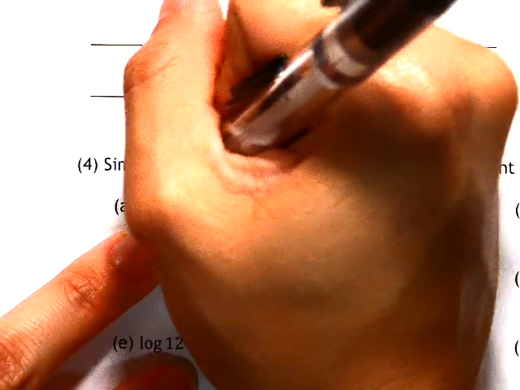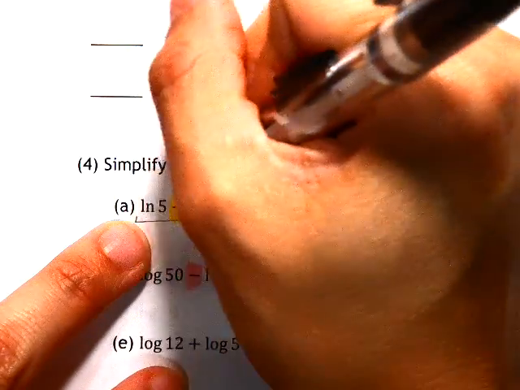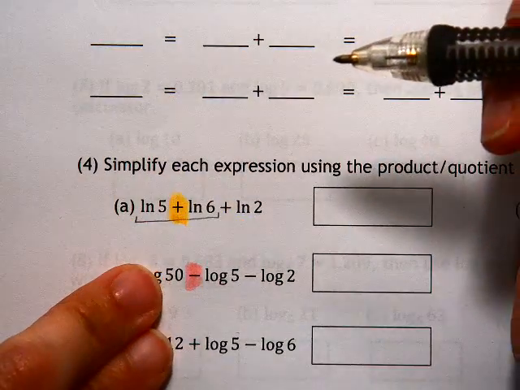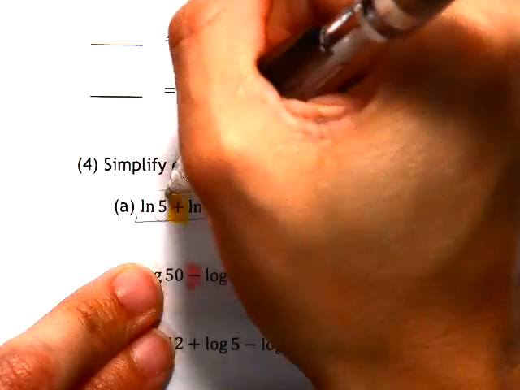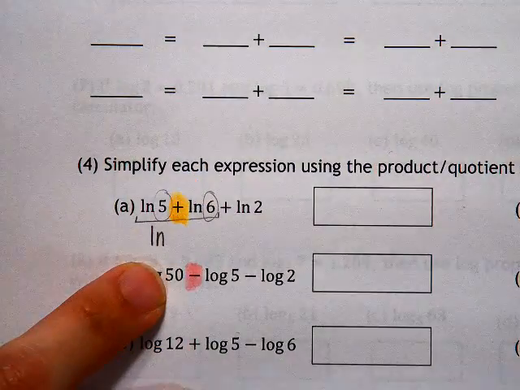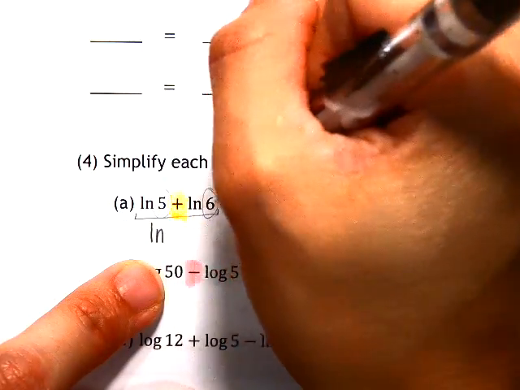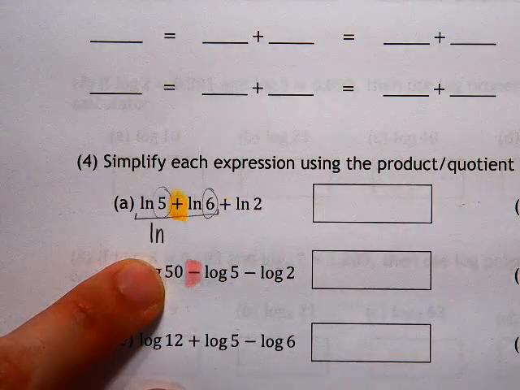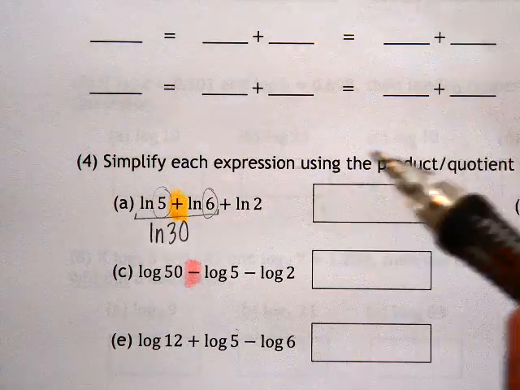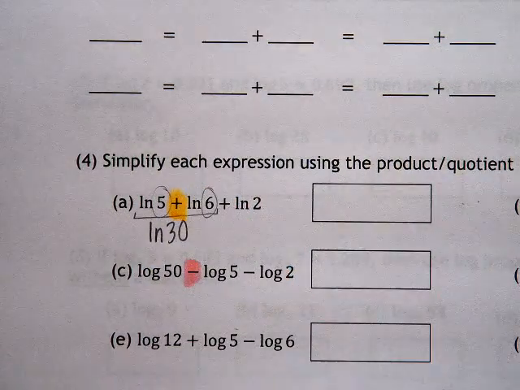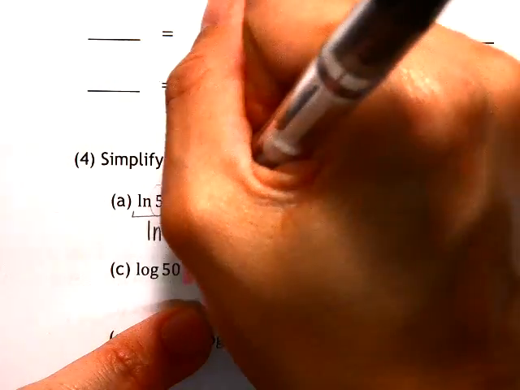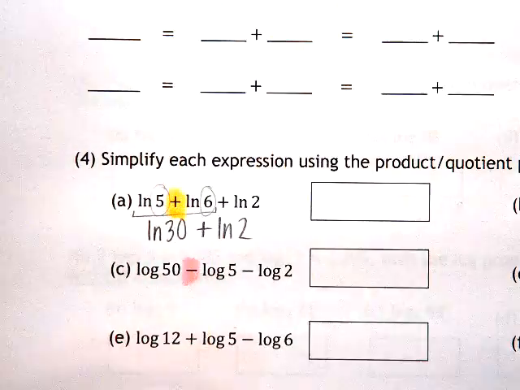So for example, this plus sign in between the natural log 5 and the natural log 6 tells me that I am multiplying the 5 times the 6. So if I condense those together, then natural log 5 plus natural log 6 as one single quantity is natural log of 30, because I'm multiplying 5 times 6. And I know I'm multiplying because of the plus. Now there's still a natural log 2.